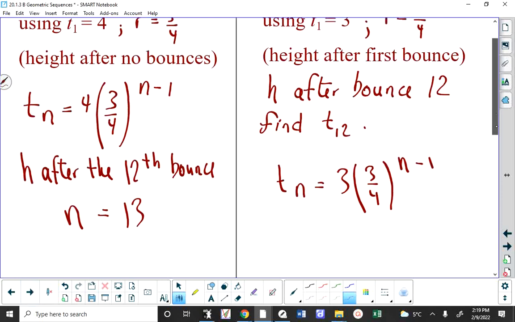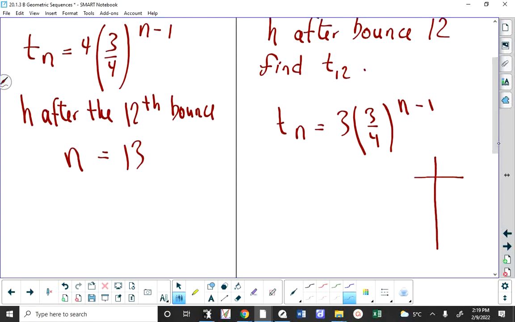And what we're going to do is put 12 in here to find the 12th term, because that will be after the 12th bounce. So we'll have Tn equals 3 times 3/4. Let's just write 3/4 as 0.75.